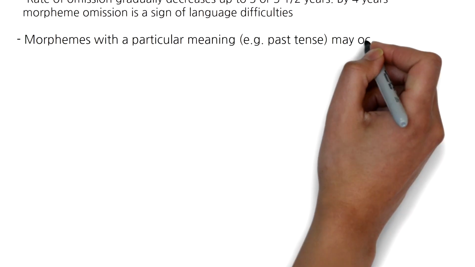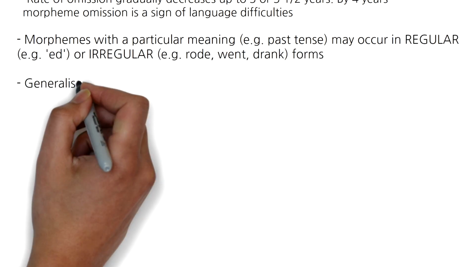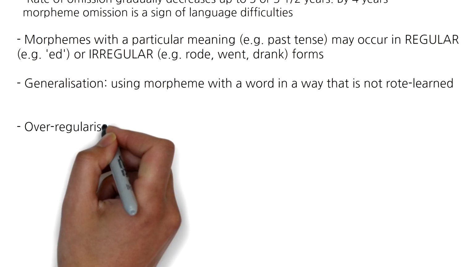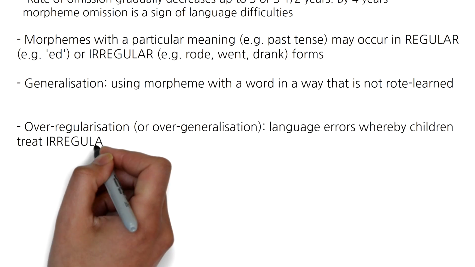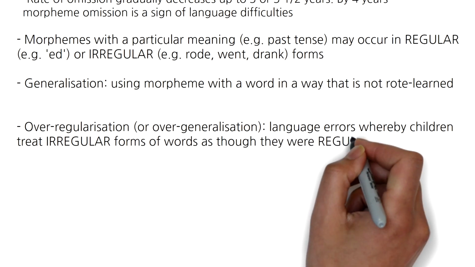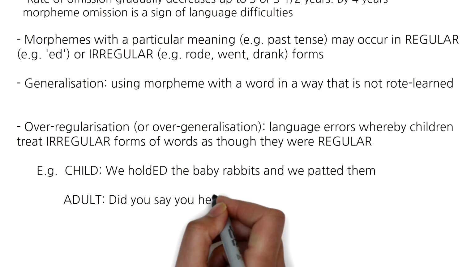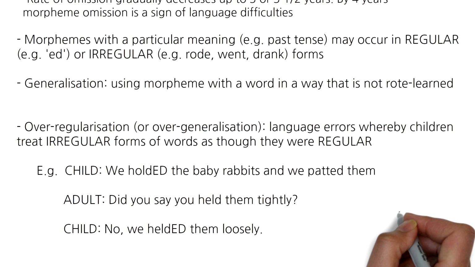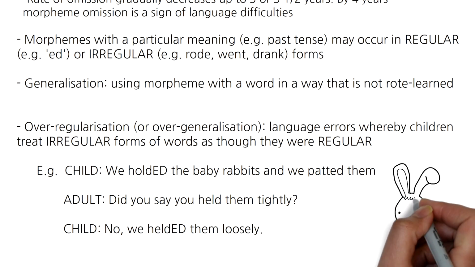There's also learning to generalize regular morphological rules. In many languages, morphemes with a particular meaning, for example past tense, may occur in regular form, for example adding an -ed to the end, and irregular form, so the irregular past tense words would be such as rode, went or drank. There's also generalization, which is being able to use a morpheme with a word in a way that it is not used by rote learning. So over-regularization or overgeneralization is language errors in which children treat irregular forms of words as if they were regular.